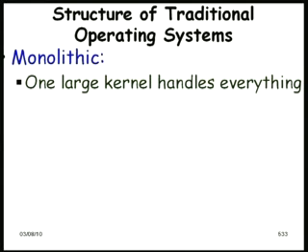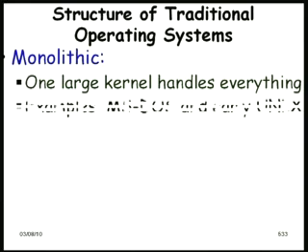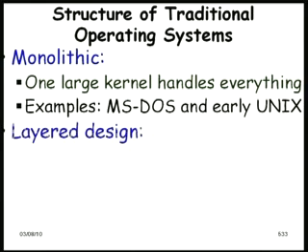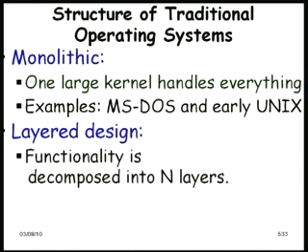The traditional operating systems are monolithic. One large kernel handles everything. We are saying that Unix and DOS. Now we will see that slowly Windows and Unix are becoming microkernel based. And the typical construct of these traditional operating systems, we even read in the first level course, is a layered one.